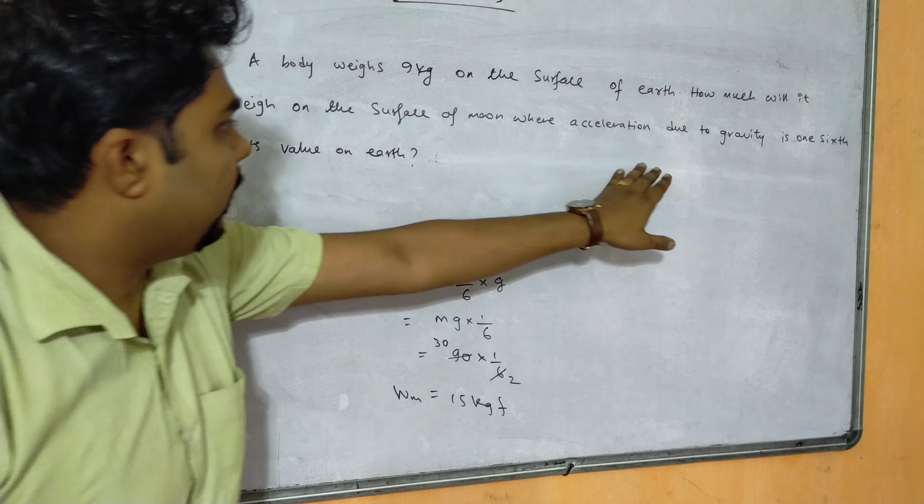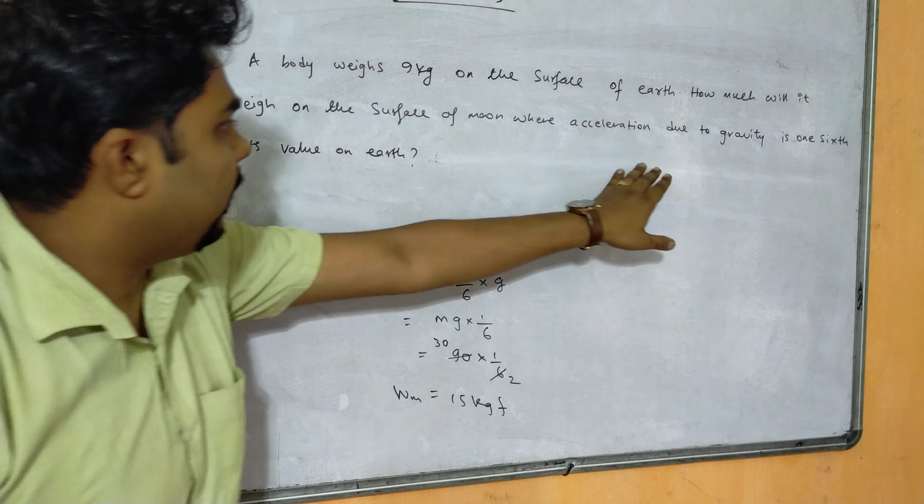So weight on moon equals m into g dash, because mass will remain the same. So g dash is given as 1/6 of its value on earth. That means g dash equals 1/6 into g. So if you rewrite this, m into g, mg into 1/6. So the total weight on earth, given as 9 kgf, is 90 Newton. So I have substituted 90 here. Now if you cancel this, you will be getting 15 kgf. Okay, that is, weight on moon is 15 kgf. So this is our required answer.